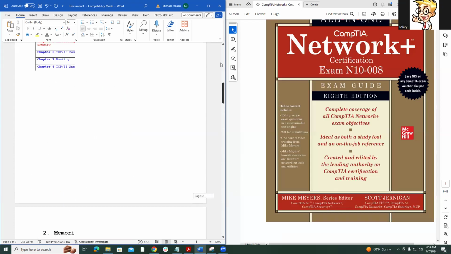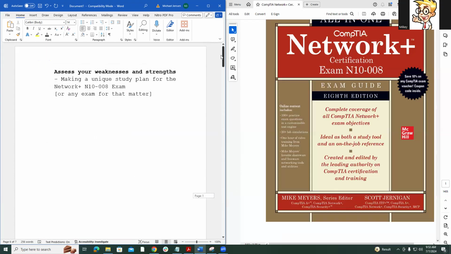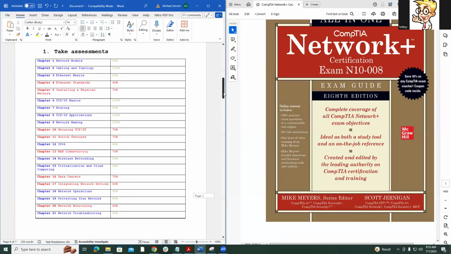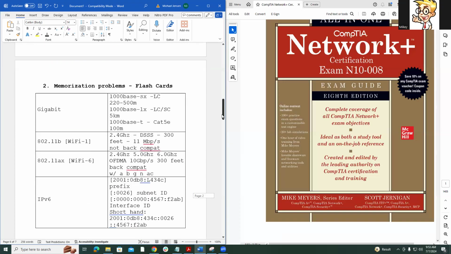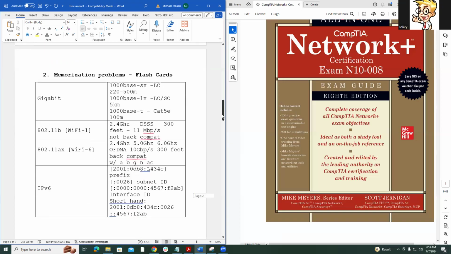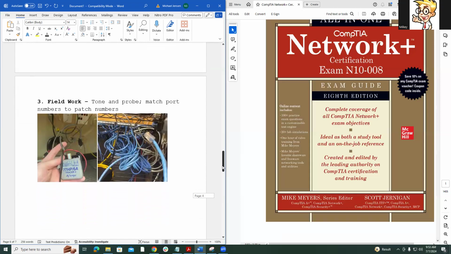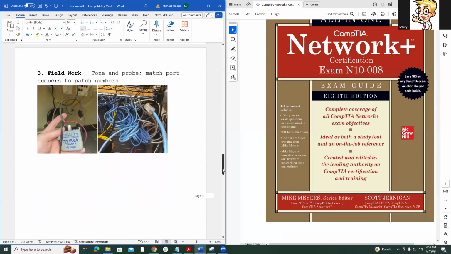Once again, we'll look at these four little tips. You should be assessing your weaknesses and strengths by taking assessments and quizzing yourself. This can be in practice tests or in labs. If you have memorization problems, flashcards are very useful, and writing things down from memory can help quite a bit.